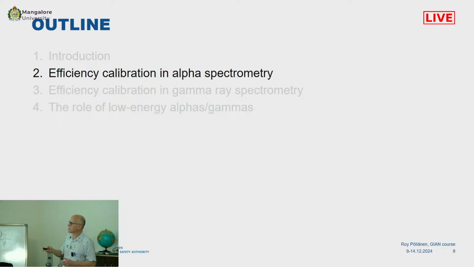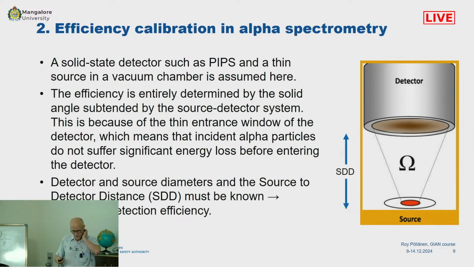Okay, let's look at the efficiency calibration in alpha spectrometry. There are also several ways to do that. One way is to use tracer material. The tracer used in the present measurement, was it polonium-209? Yes. So if you know the tracer material activity, then you can calculate very easily polonium-210. Okay.